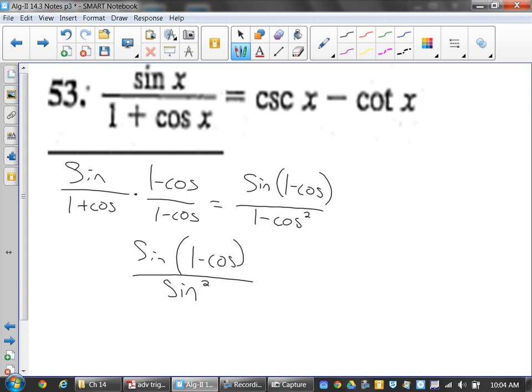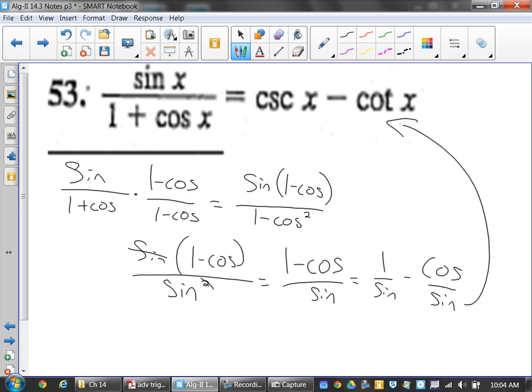So what happens? Sines cancel out. How many of them, though? Just one of them. And now, aren't you left with 1 minus cosine all over sine? So what do you do when you have a single denominator, but 2 terms in the numerator? Split them apart. Good. You use the common denominator, but you're just writing it in long form. So you get 1 over sine minus cosine over sine. Therefore, it works out to be cosecant minus cosine. Okay. That was pretty cool.